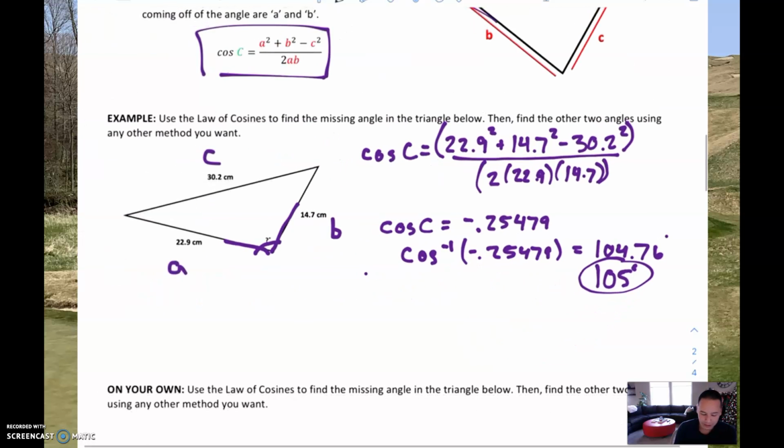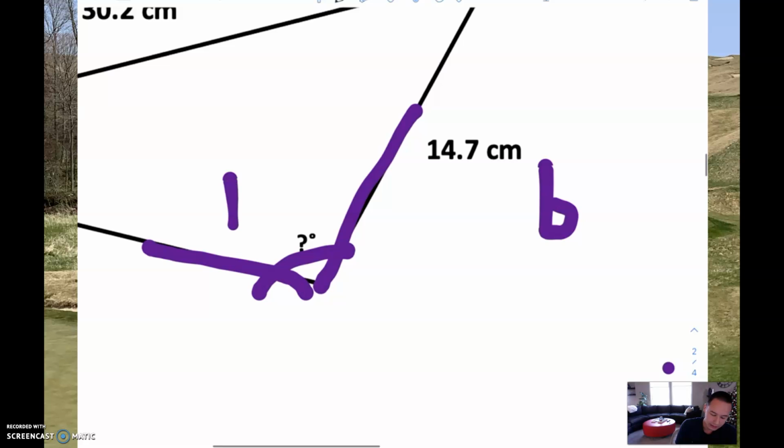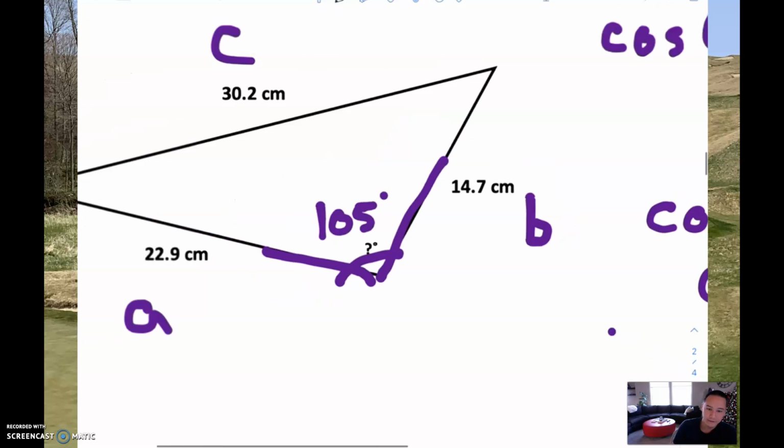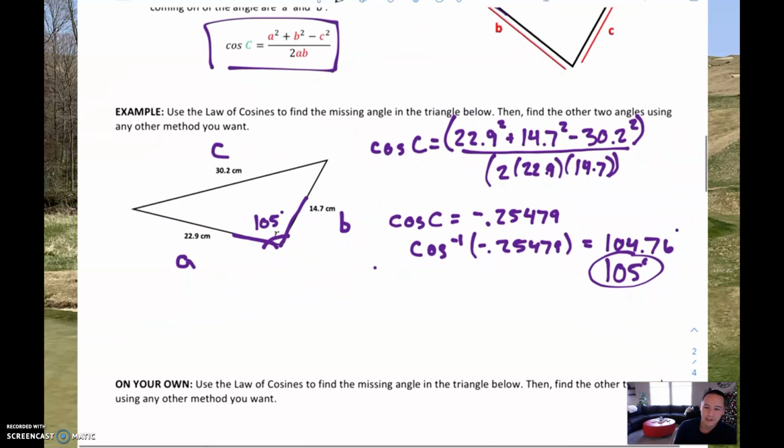So we just found that this angle here is 105 degrees. So I'll let that sink in for a little bit. So now that we've found that angle, we now have to find the other two angles using whatever method you want. You'll notice we now have a pair. So we could use the law of sines, but this is a video on law of cosines, so let's go ahead and use law of cosines.